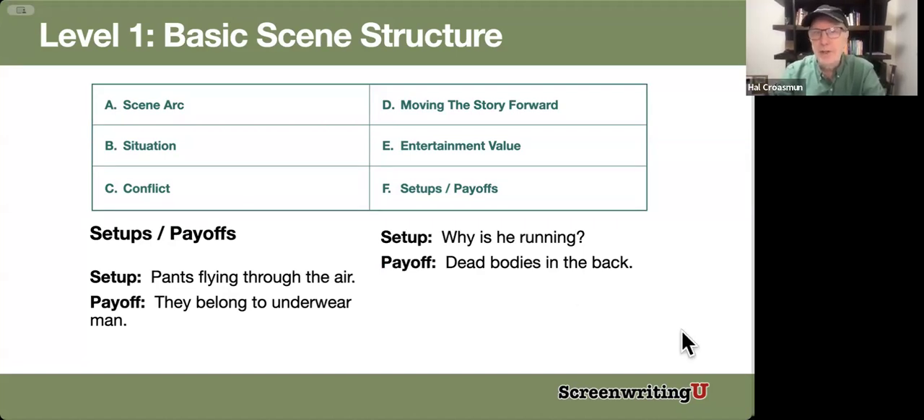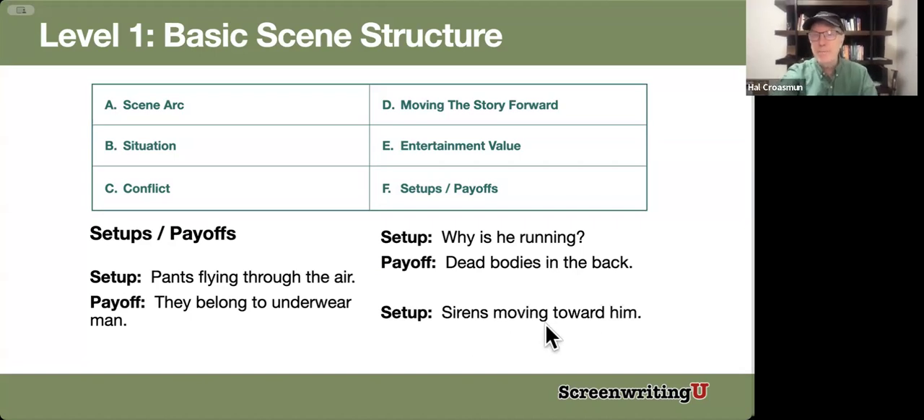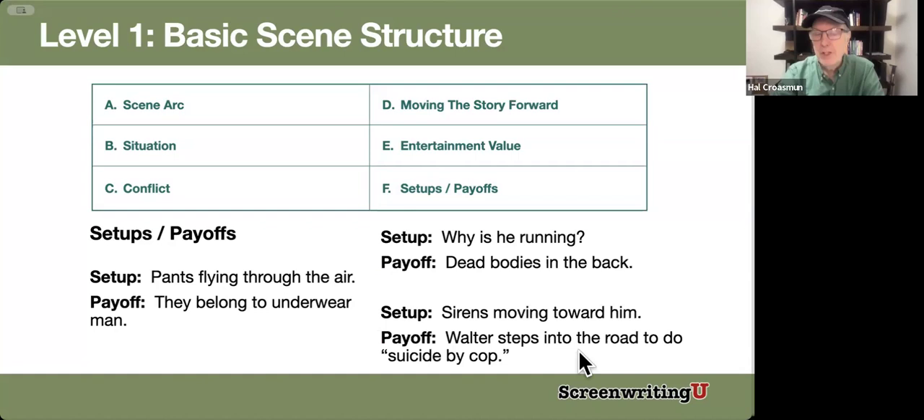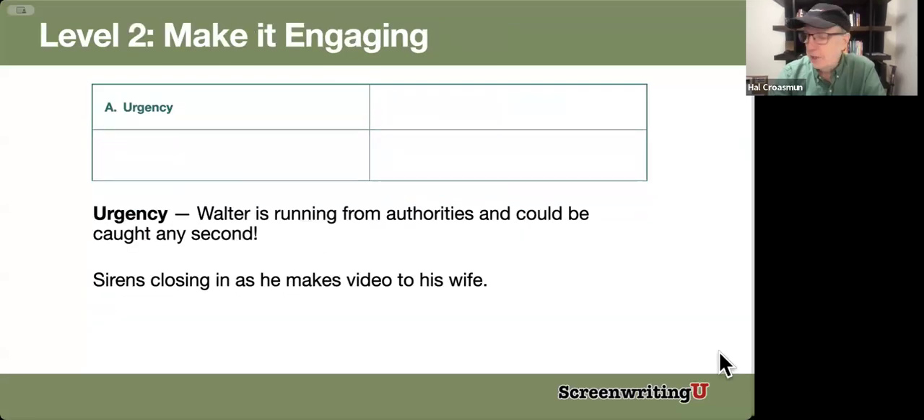So what else is he going to do in that situation? The setup, the sirens are moving toward him. The payoff, Walter steps into the road to do suicide by cop. And there's a bunch of other setups and payoffs. I just wanted to point those out. Now, that's level one. Let's go to level two. Level two is all about making it engaging.